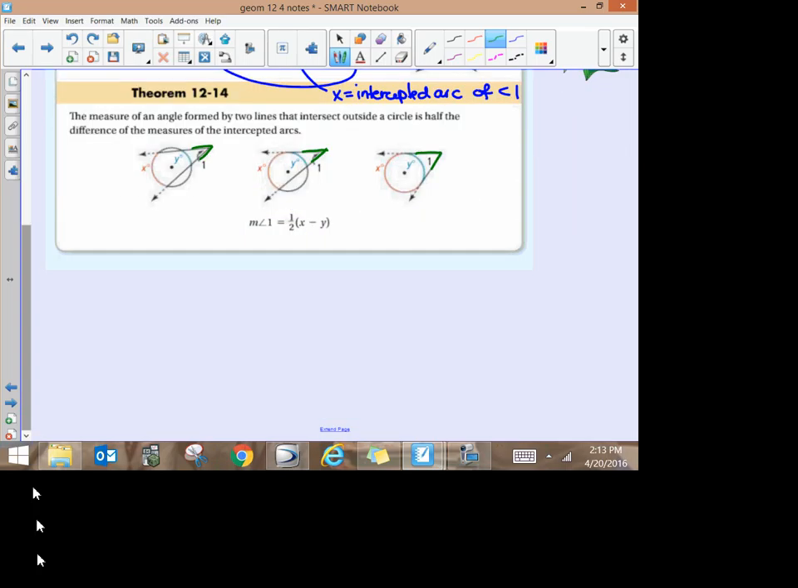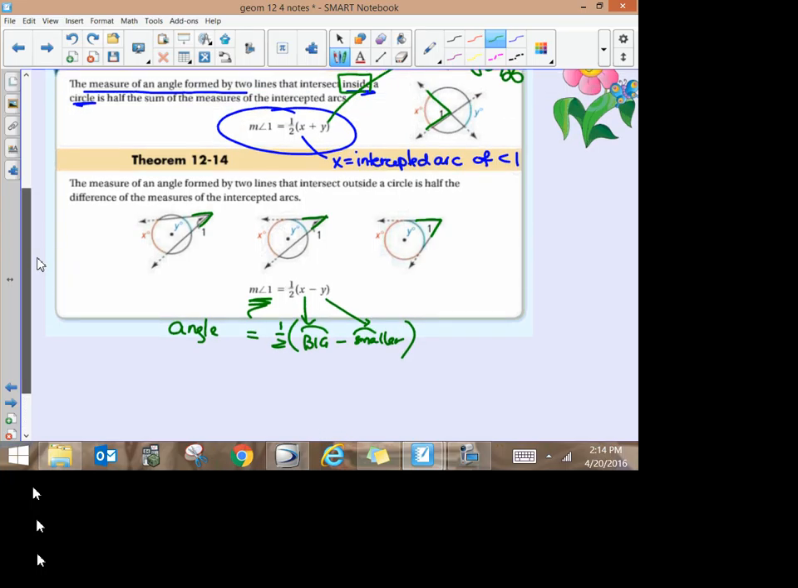She said that if we take the big arc, which is X, big arc minus the smaller arc, then take half of that, we will get the angle measure. Okay? That's if the angle is made on the outside of the circle.